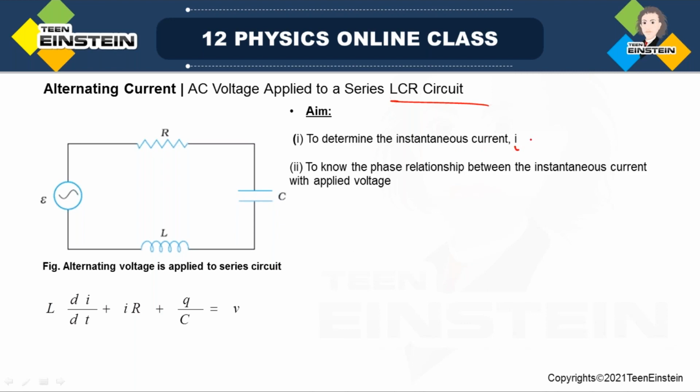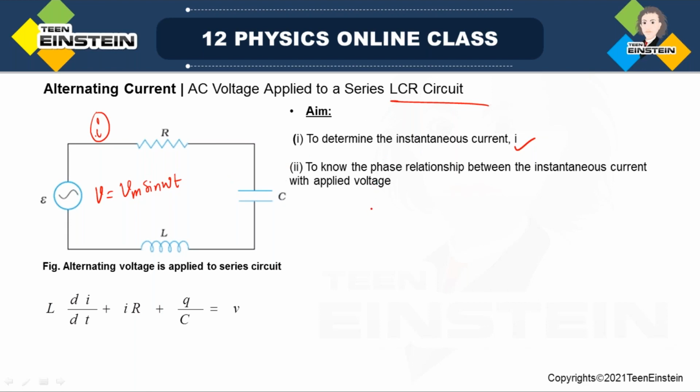If we apply AC voltage to a series LCR circuit, what is our agenda or aim today? The aim is to determine the instantaneous current in the circuit. Suppose the source voltage is given as V equals Vm sin omega t. If we apply this sinusoidally varying source voltage to this series LCR circuit, what will be the instantaneous current? That we have to determine.